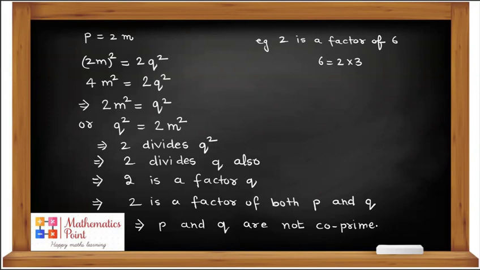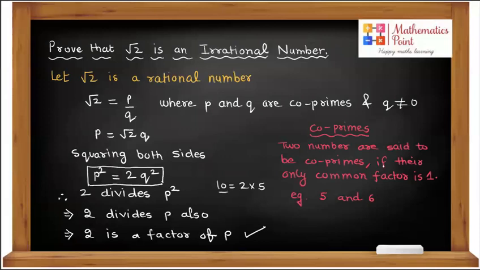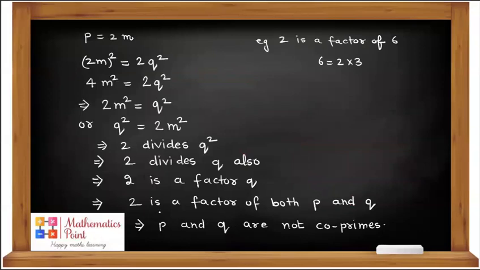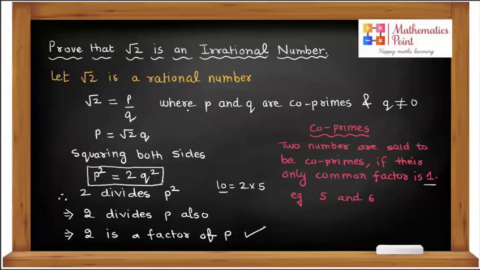Why they cannot be co-primes? Because co-prime numbers are those numbers whose only common factor is 1. Means they are divisible by only 1. But here we are getting that 2 is the common factor of both P and Q. So it means they are not co-prime, right? But here we said that P and Q are co-primes. So it means this is a contradiction.